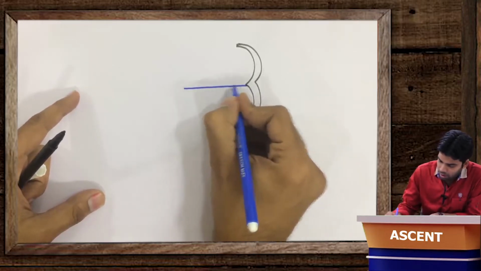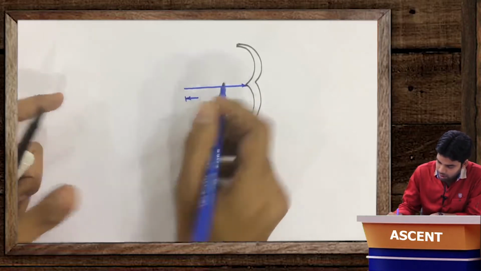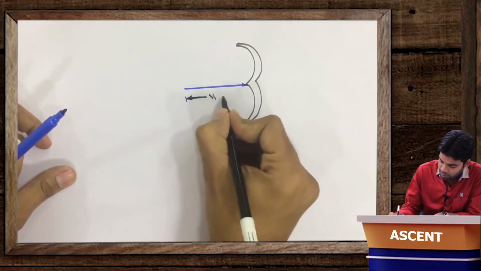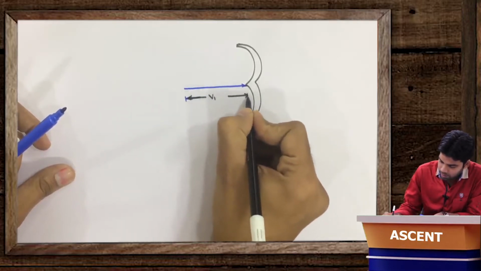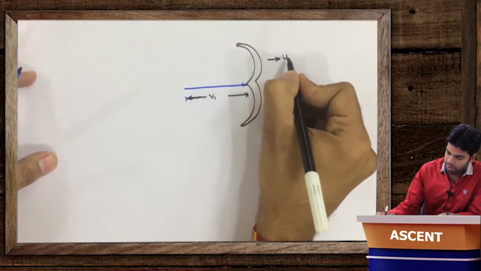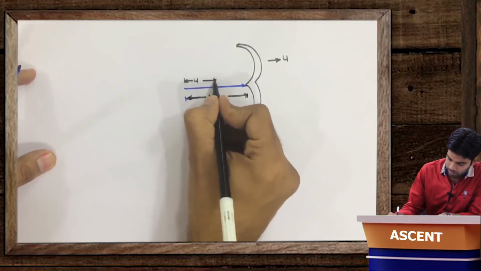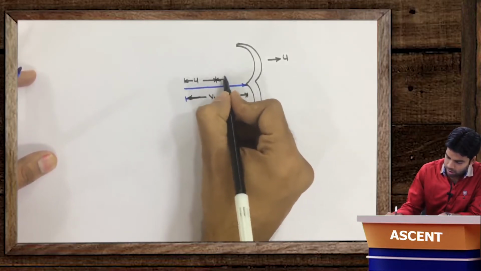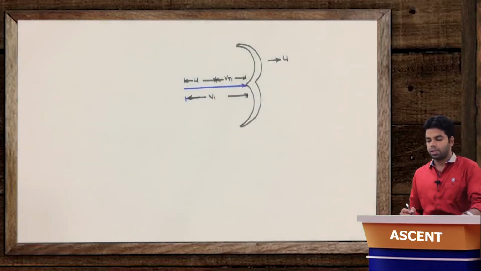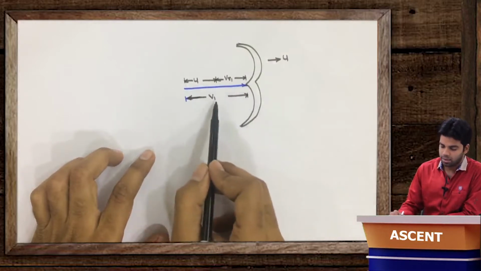Okay, now the velocity, as I told you, with which it is hitting the blade is v1. Okay, and suppose the velocity of this blade is u. Okay, and the relative velocity will be vr1. Getting this? Velocity with which the jet is hitting the plate at center is v1.